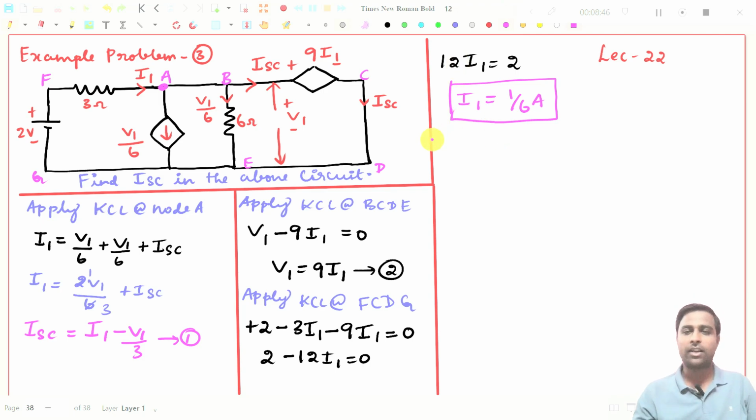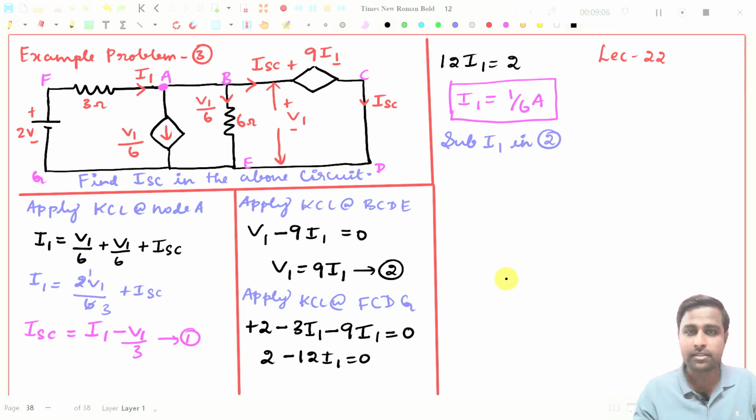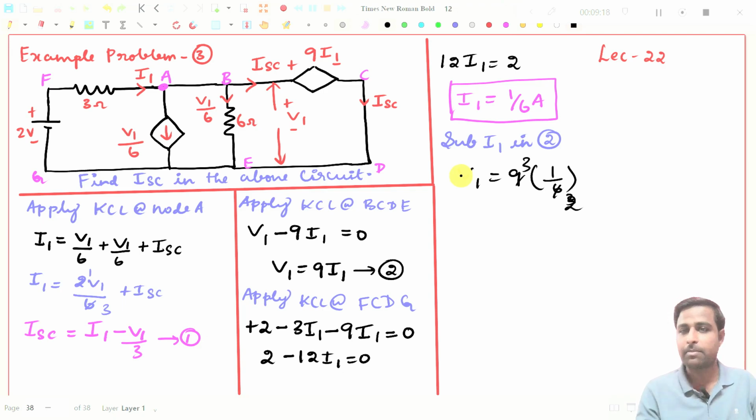So now I got I1. What I can do now is substitute I1 in expression number 2. So we can easily substitute this value. V1 should be equal to 9 into 1 by 6. This is 3 times, sorry, this is 2 times, this is 3 times. That means 3 by 2. So V1 will be equal to 3 by 2 volt.